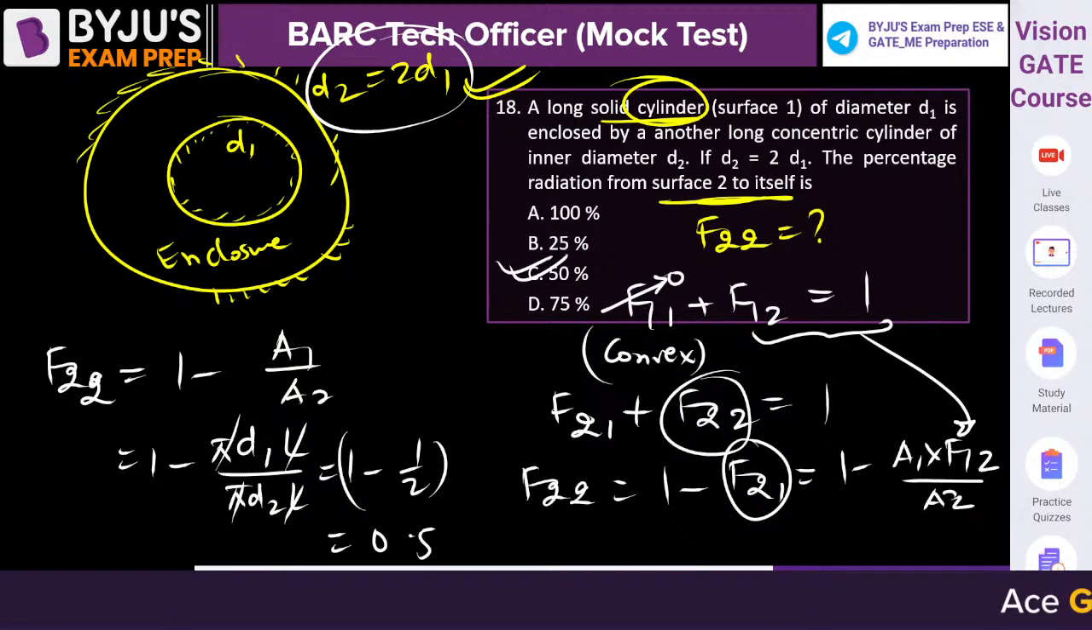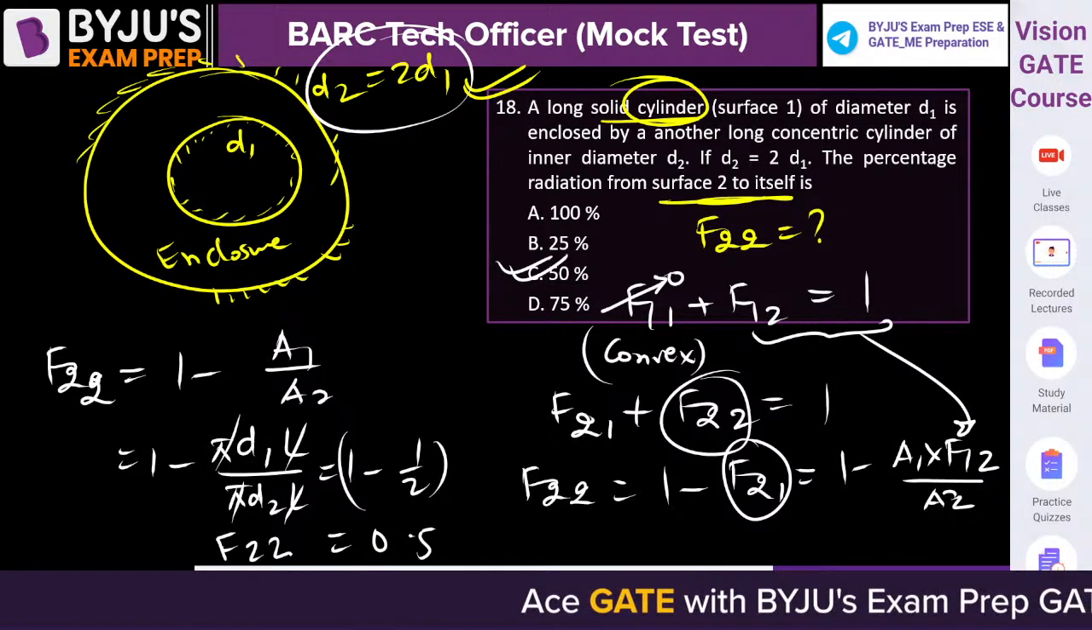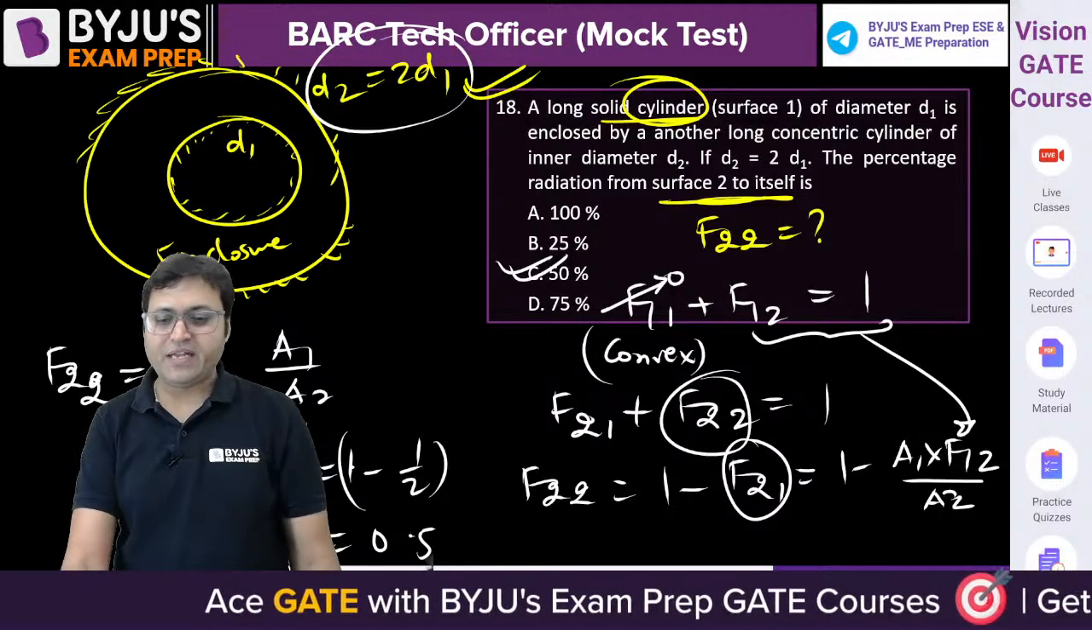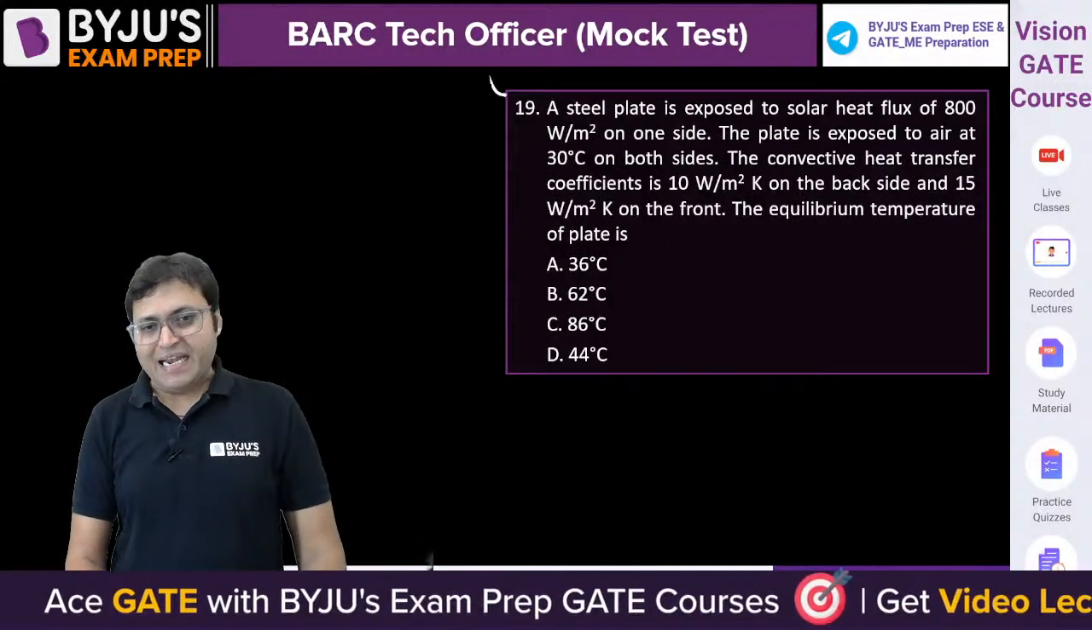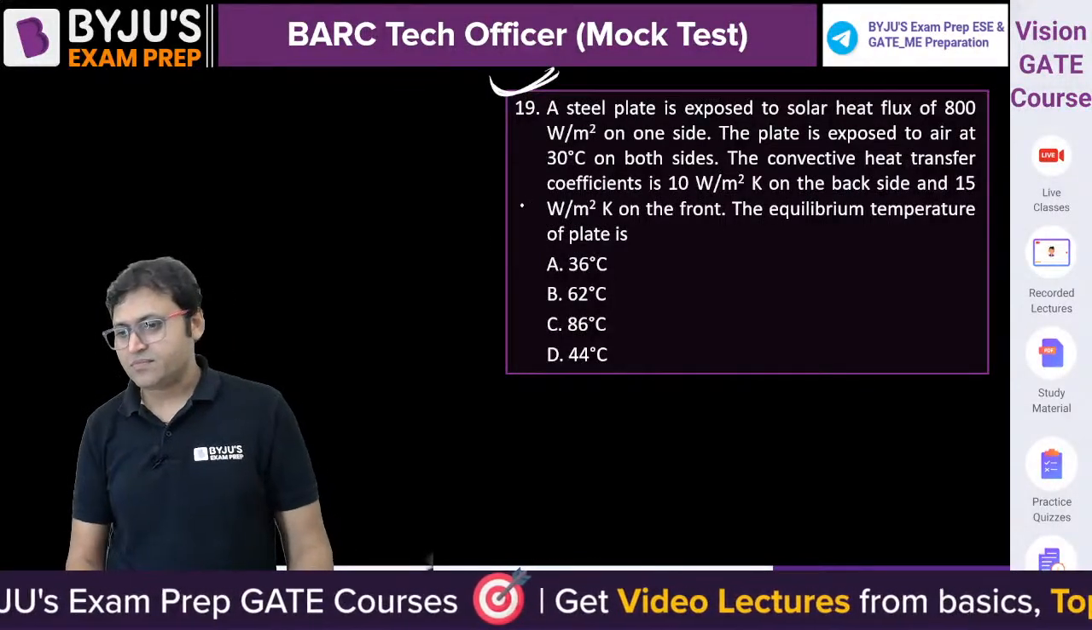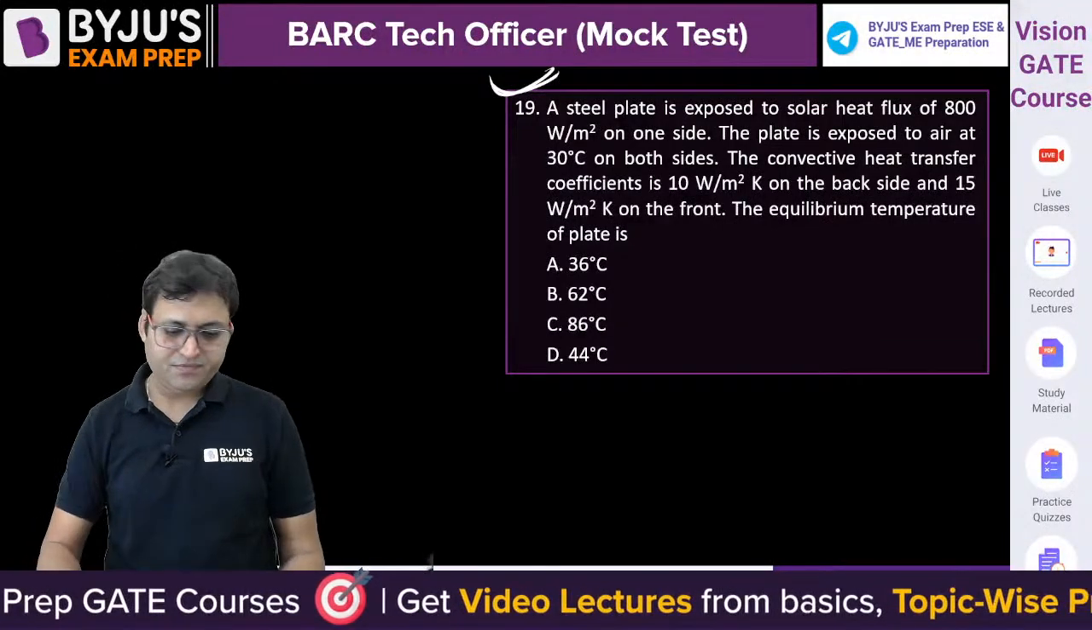50%. 18 is C. Yes, Shiva. Option C is correct. F11 is 0. F22 is equal to 50%. Second last question, question number 19.